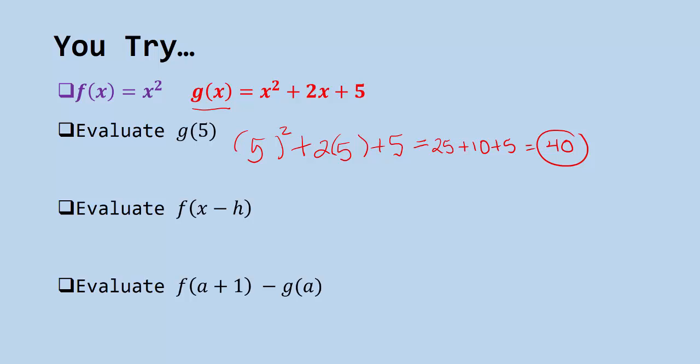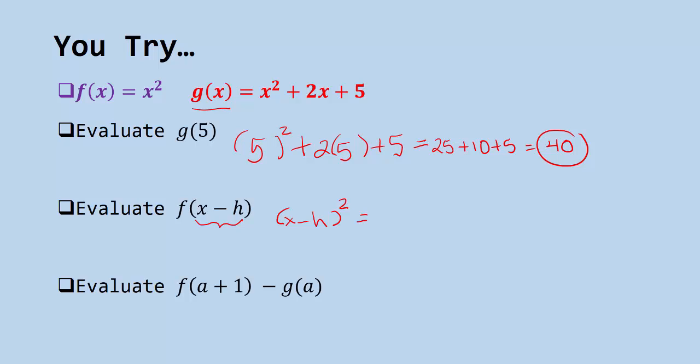Let's try to evaluate f of x minus h. So now I'm working with f of x, which is only x squared, but still I'm going to put my parenthesis down to show that whatever I do, I'm going to square it. So I take what's in the parentheses here and I replace the x with that. So now I have x minus h squared.